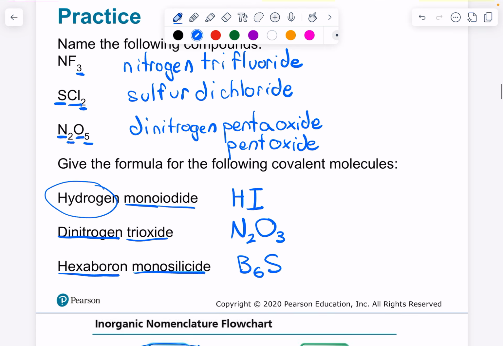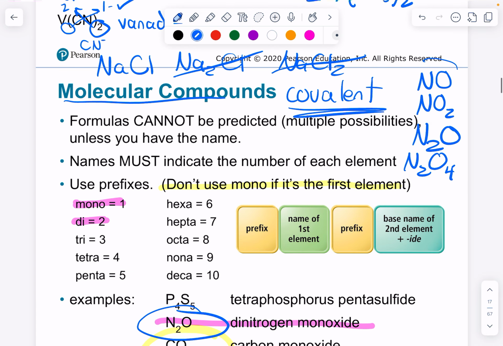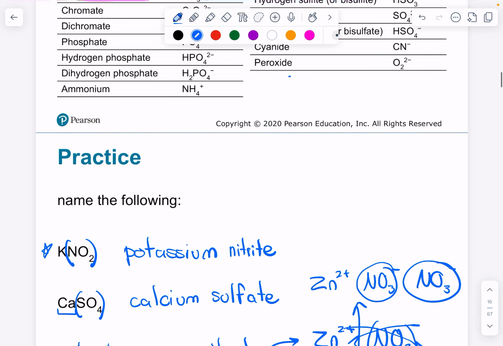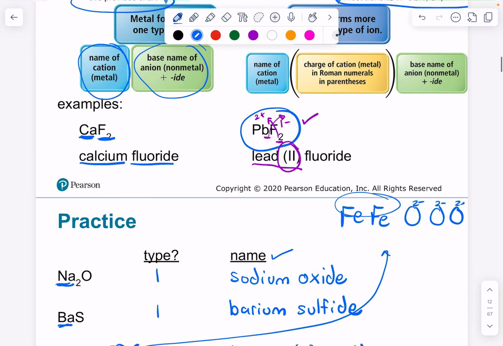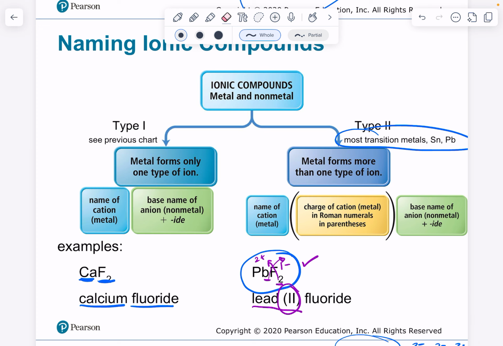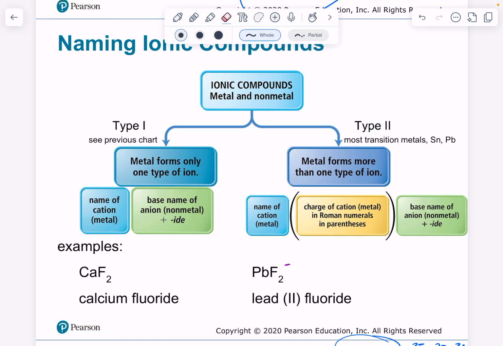I know that was a lot of material. First of all, remember that the molecular compounds, the covalent, so easy. Okay? So keep that in mind that those are super easy. When you do ionics, follow this flow chart. Figure out, is it type 1 or type 2? And then either determine the charge if it's type 2 or just name it as is if it's type 1.